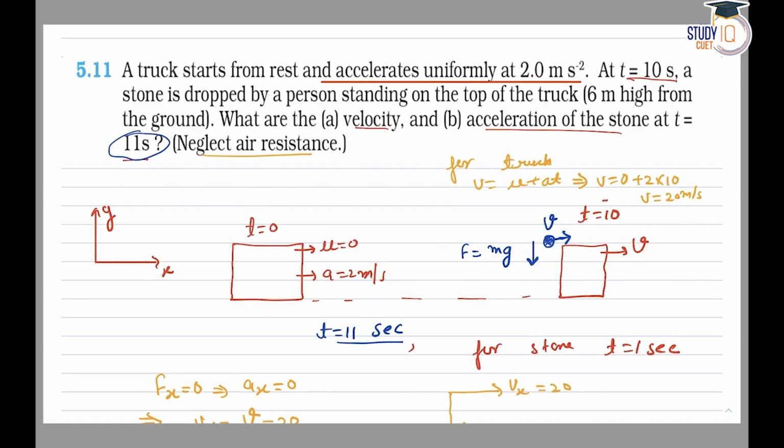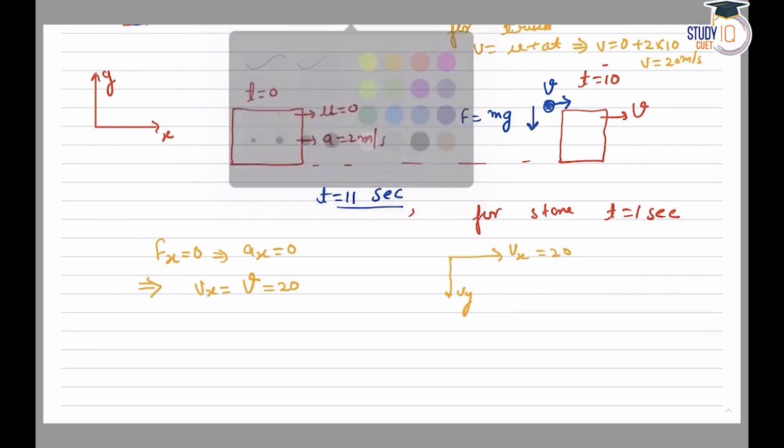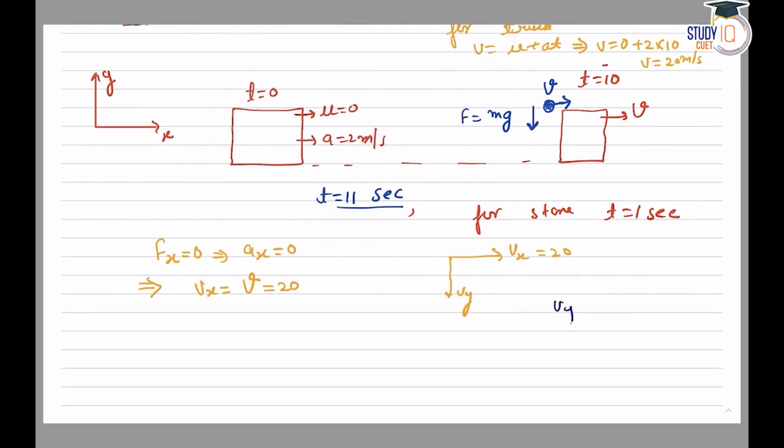Now, to find the velocity of the stone in the y direction, we can use vy is equal to uy plus ay into t. As the stone is dropped, there is no initial velocity in the y direction. So the final velocity in the y direction is equal to the acceleration in the y direction, that is g downward, into time, that is 1 second. So this is 10 meter per second. So vy is equal to 10 meter per second and vx is equal to 20 meter per second.